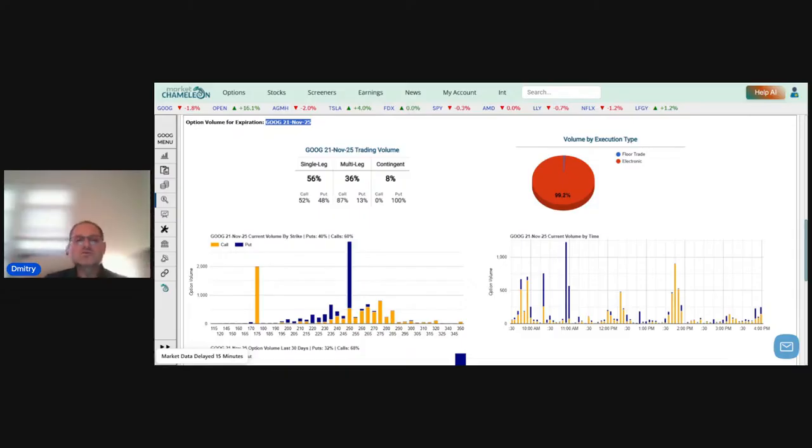And here we have something similar to what we just did in the aggregate, a breakdown of single leg options, multi-leg, and contingent in that expiration. So this is only looking at the volume in the November 21st expiration, a breakdown between calls and puts in each of these categories. So for example, multi-leg trades, we see 87% of those involved call options.